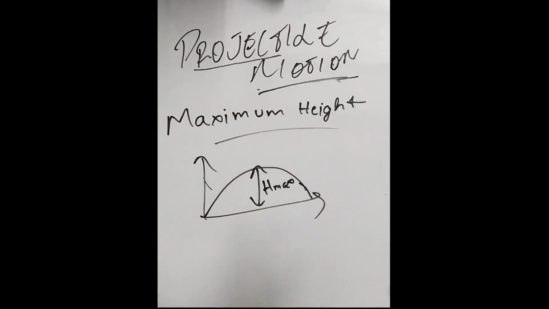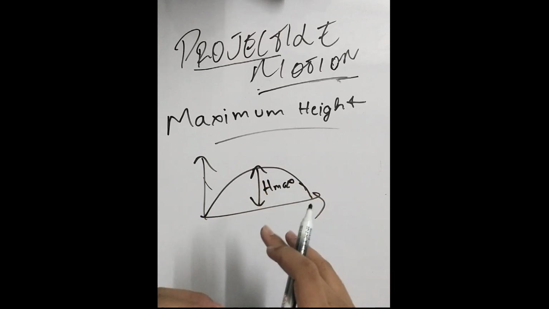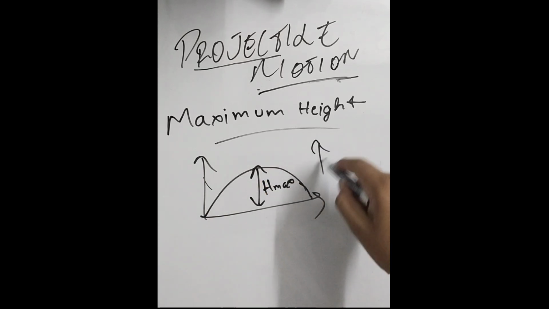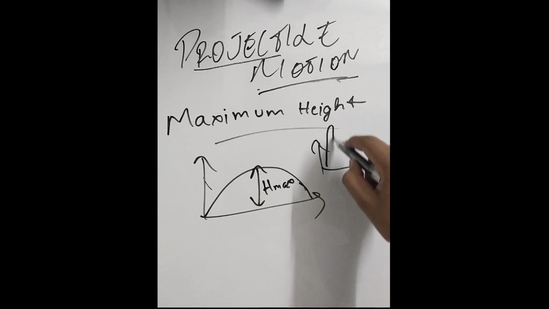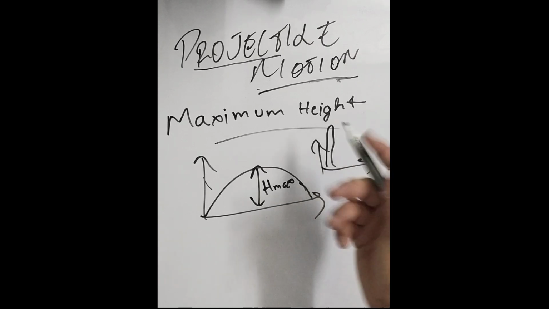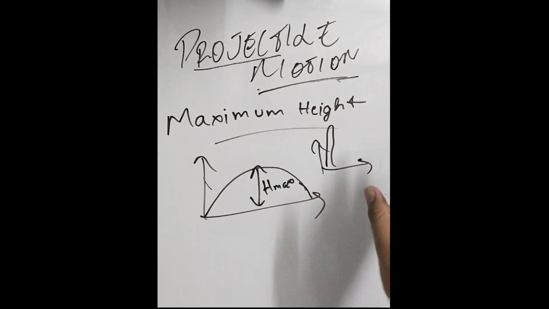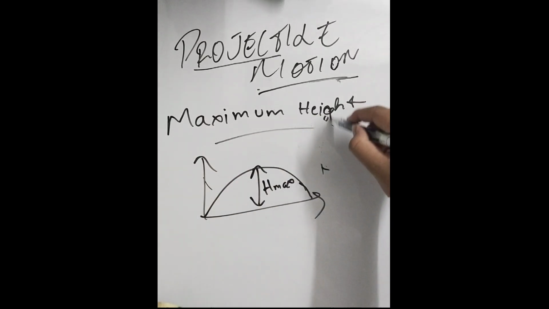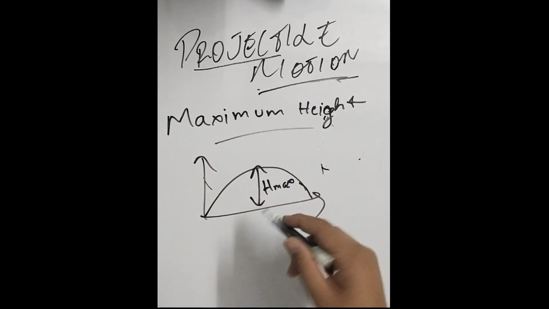Now, what is maximum height? Maximum height is not really the maximum you can throw a ball. It's not really about how high you can throw a ball. Obviously, we know that if you throw a ball vertically upward, it will go the highest, right? And we also know that that is what will give you the maximum time of flight, right? So, what am I talking about by H max?